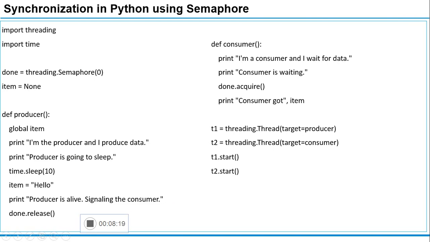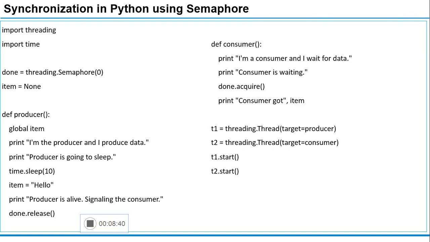The third approach for synchronization is using semaphores. A semaphore is a programming construct which allows a process to be accessed a specific number of times. To use a semaphore, you can use threading.Semaphore. So import threading, import time, and then create a semaphore equal to threading.Semaphore, where we are initializing the semaphore to 0.